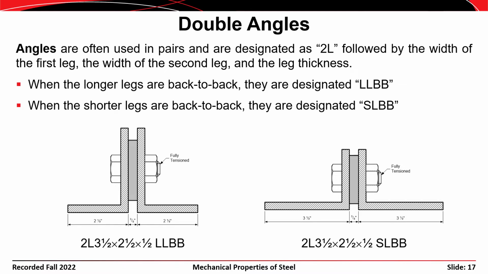So you can arrange unequal leg angles two different ways. When you arrange them with the longer legs back to back, they're designated as LLBB, long legs back to back. When you arrange them the other way, they're designated as SLBB, short legs back to back. And then often on drawings, you'll see them designated as long legs vertical, or short legs horizontal, or something like that, or long legs in the plane of the frame. You'll see that note fairly commonly on structural steel drawings.